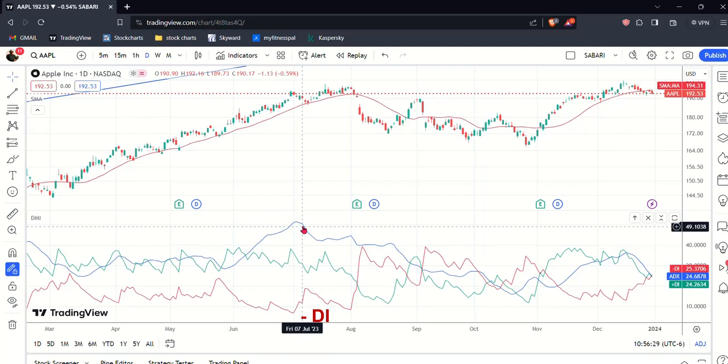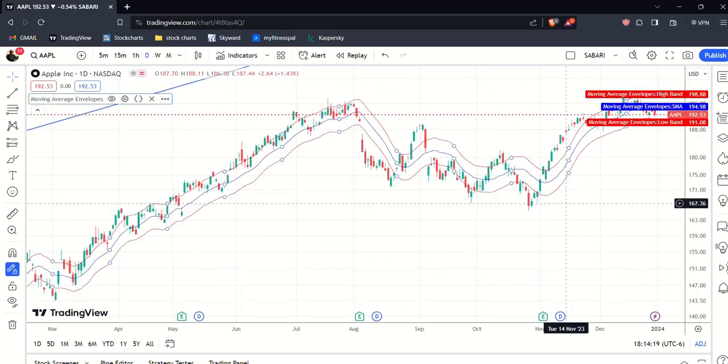Negative directional movement indicator, the red one, how is it calculated? Smooth negative DM in the numerator and true range in the denominator. With that, we arrive at the negative directional movement indicator.